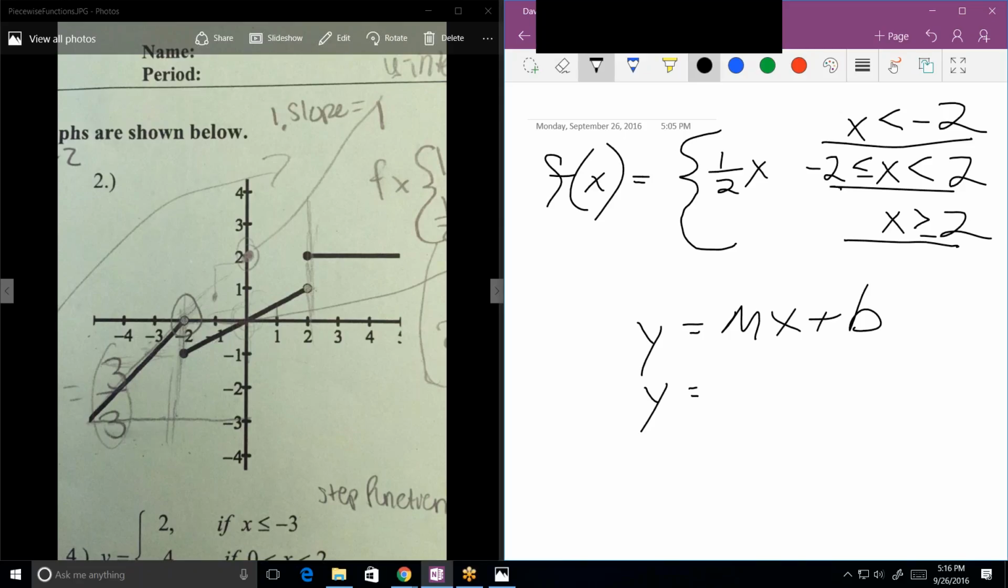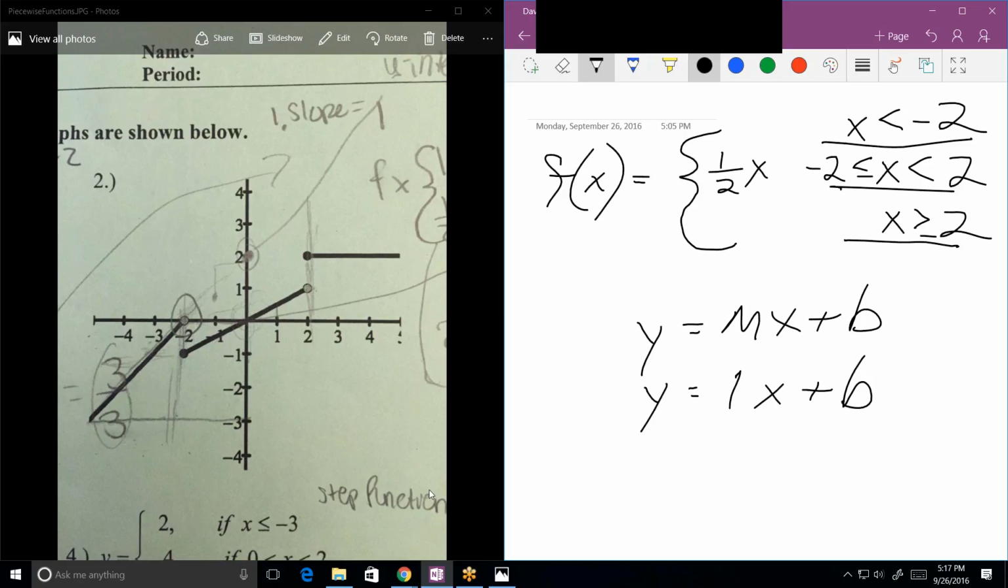No, it's only going up 3. If you go from this point here, let me use my cursor, I've got to go up 3 and just to the right 3. Right. So 3/3, which is 1. So it's 1x plus b.